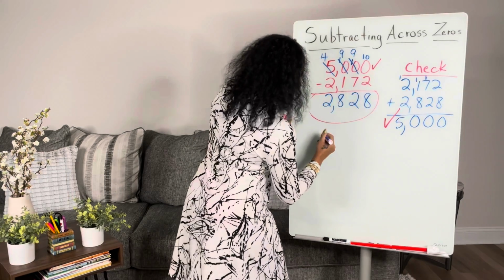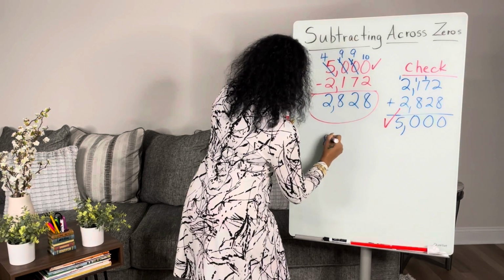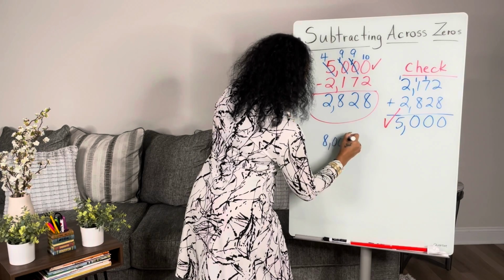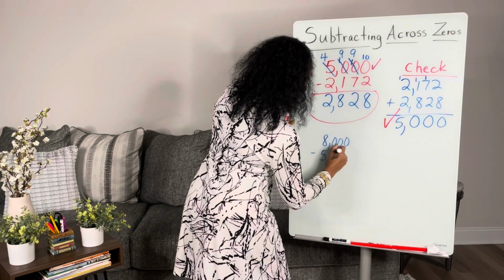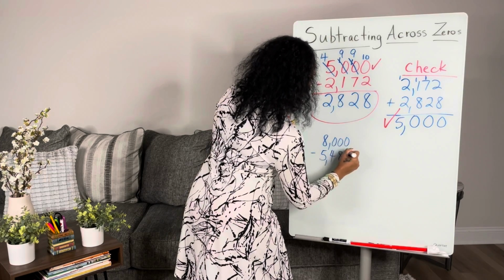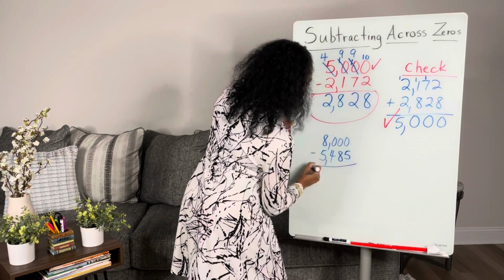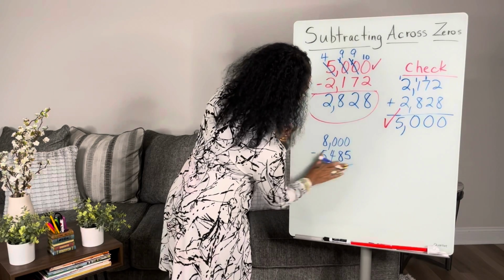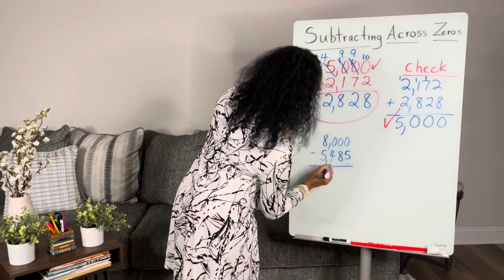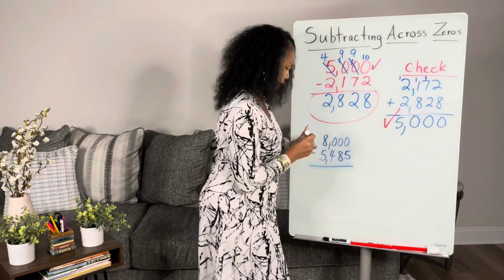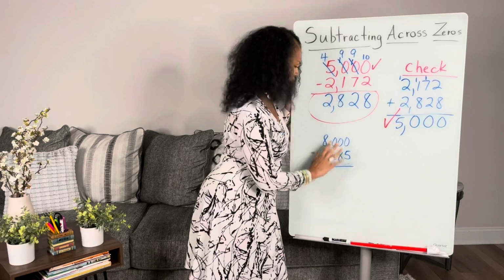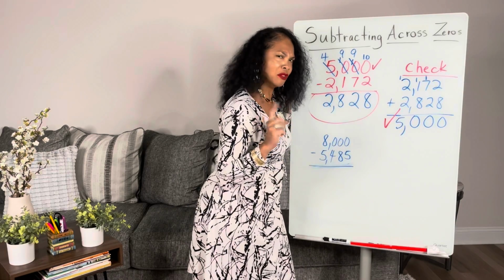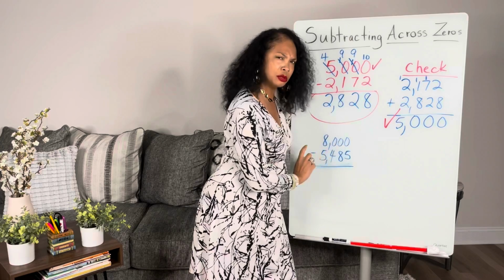All right. Let's do 8,000 take away 5,485. All right, so let's start from the right side. Can 0 take away 5? Can you take 5 from nothing? No, right? So we're going to borrow.